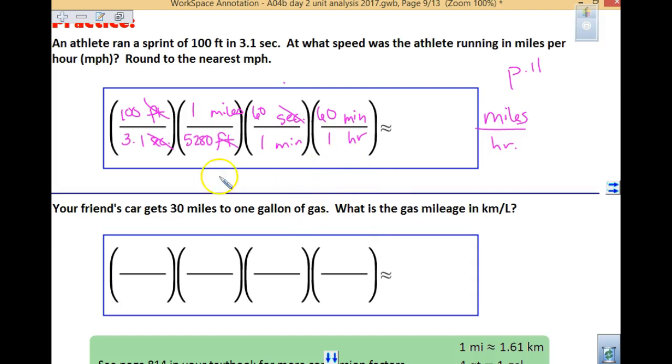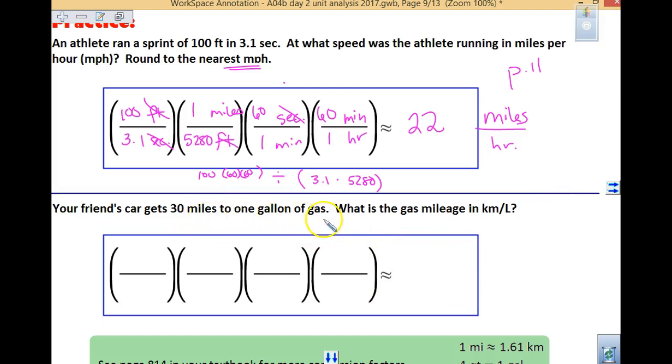Okay? And I don't care if you multiply everything on top first, 100 times the 60 times the 60, and then you go, okay, now I'm going to hit divide by, and then I'm going to take 3.1 times the 5,280. You're just taking everything in the numerator and dividing it by your denominator, which in this case came out to be about 22, because it says round to the nearest, right? So 21 point something, we're going to round it to 22. Okay, it is very fast.